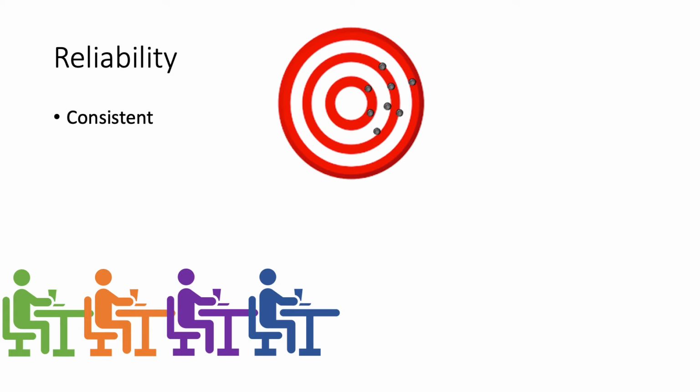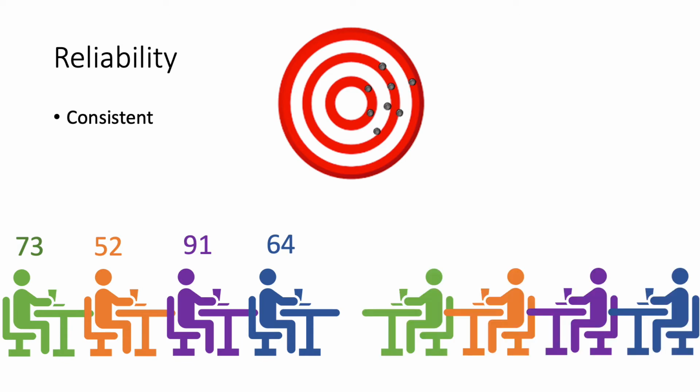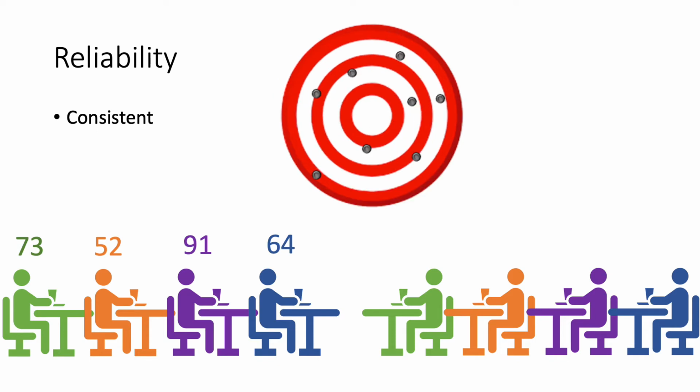So if I've got a group of kids and I give them a test, and these are their scores on the test, if that test is reliable, the next time I give them the same test, they would score about the same. That means that the tool I'm using is consistent. That test is reliable. As opposed to a test like this where they don't score anywhere close to what they did originally on the first test. So this is not reliable. This instrument would not be reliable.